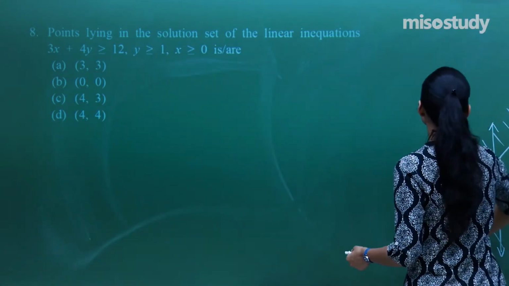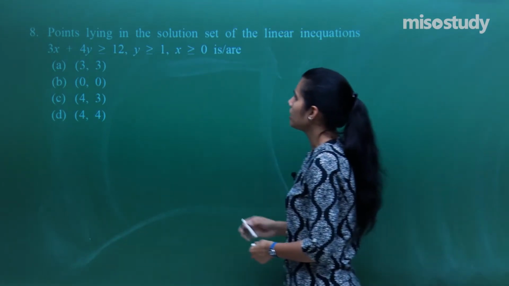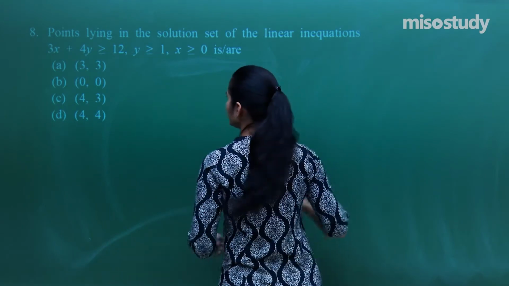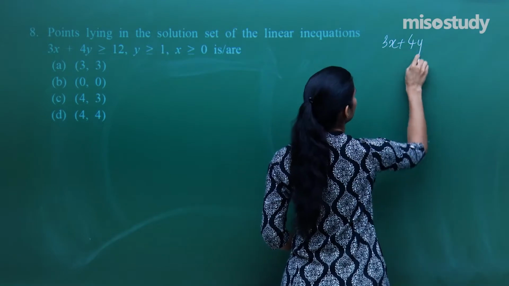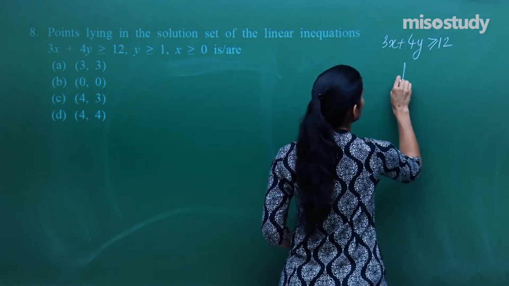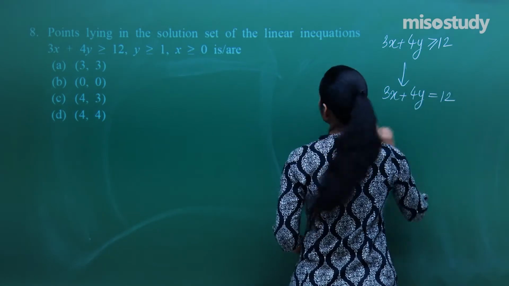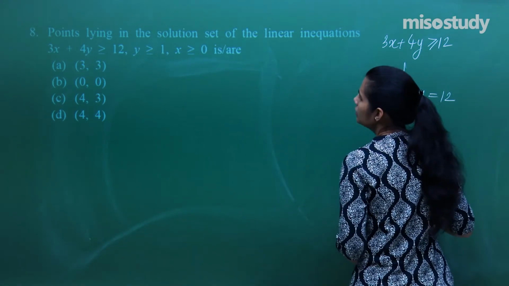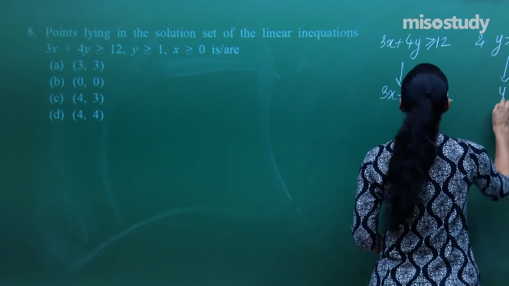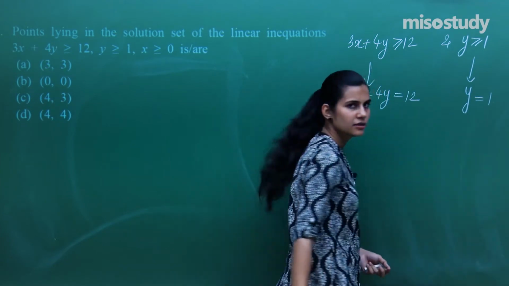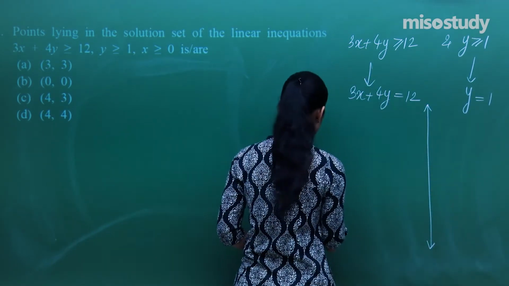Moving to the next question, we have points which are lying in the solution set of these linear inequations. Let's see. Now here, it will be very simple to talk about the graphical plotting of this region. 3x plus 4y greater than or equal to 12. So this will be first interpreted as 3x plus 4y equals 12, and next you have y is greater than or equal to 1. So that means y equals 1. So when I plot, what is it that I get?